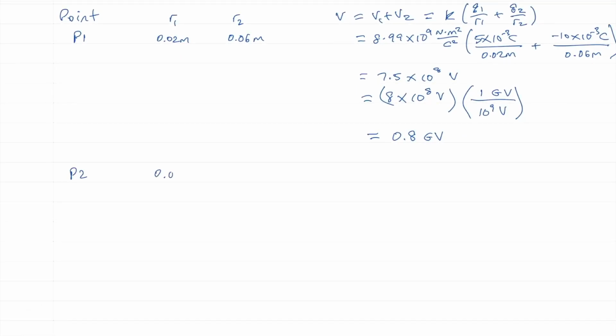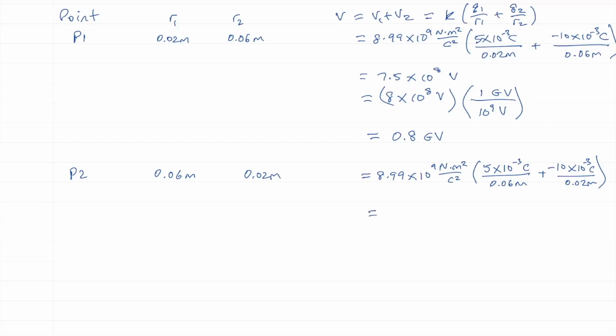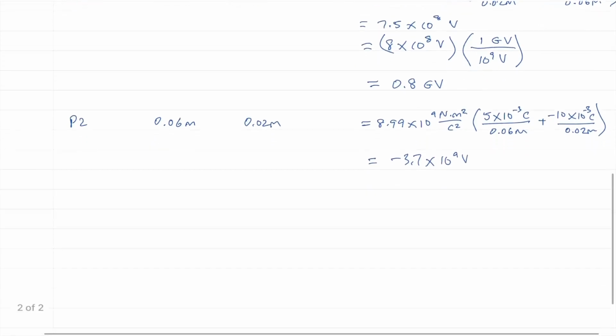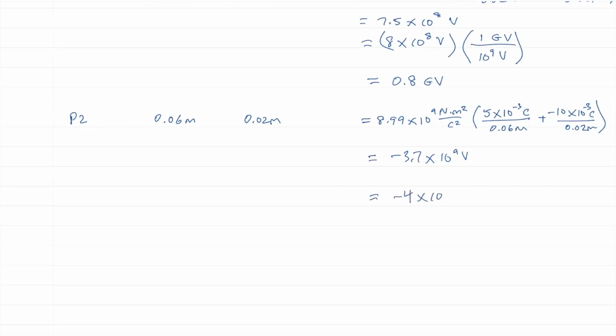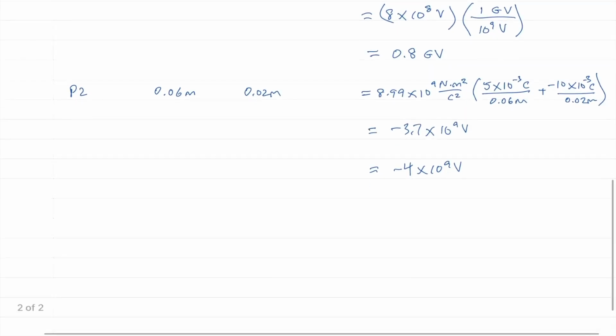Okay, so now we'll put P2 here. In this case, R1 was at the 0.06 meters and R2 is at the 0.02 meters. So we write down, again, the 8.99 times 10 to the 9 newton meters squared per coulomb squared. We've got our 5 times 10 to the minus 3 coulombs, this time over 0.06 meters, plus minus 10 times 10 to the minus 3 coulombs over, this time, 0.02 meters. Okay. This one gave me minus 3.7 times 10 to the 9 volts. So to 1 sig fig, that's minus 4 times 10 to the 9 volts. Again, we can convert that and see that it is minus 4 gigavolts.